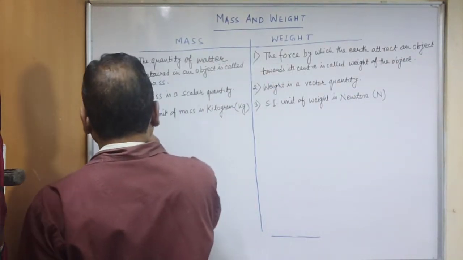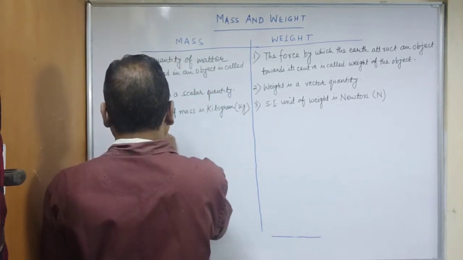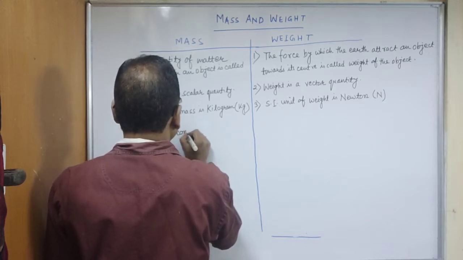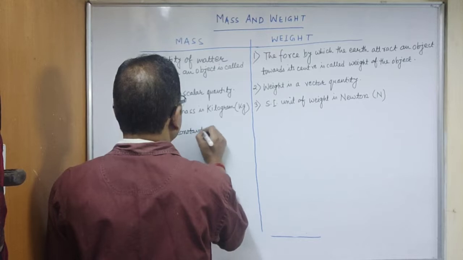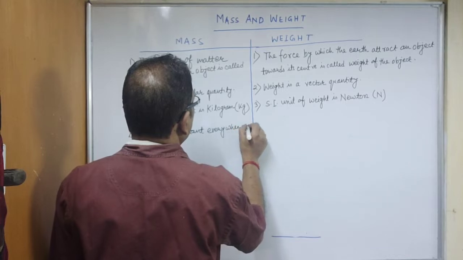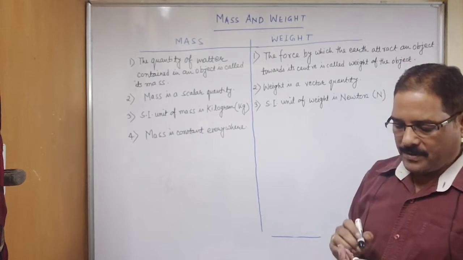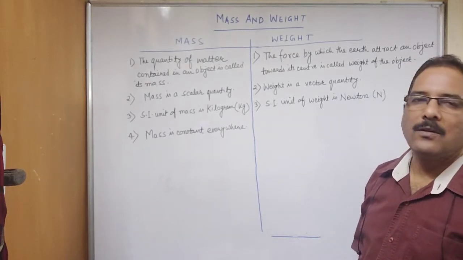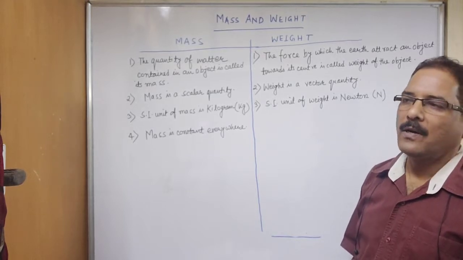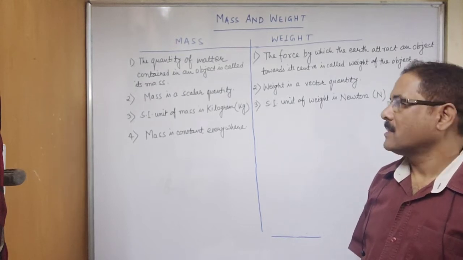Then think about the fourth difference. Mass is constant everywhere. The quantity of matter contained in an object doesn't change. It is constant. Whether you are on the equator or on the pole, or on some other planet, your weight will change, but mass is constant.